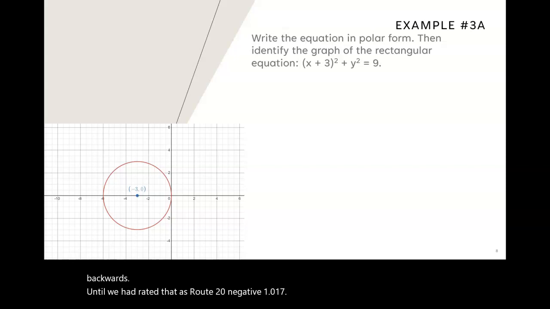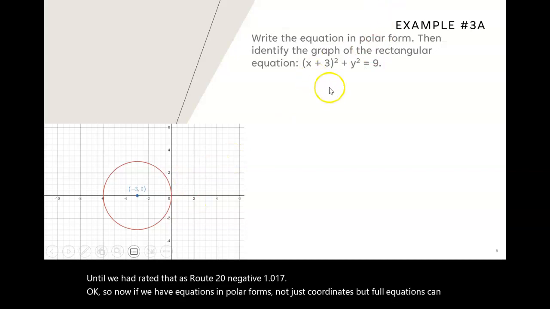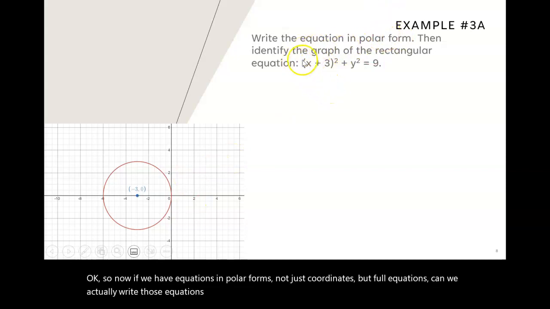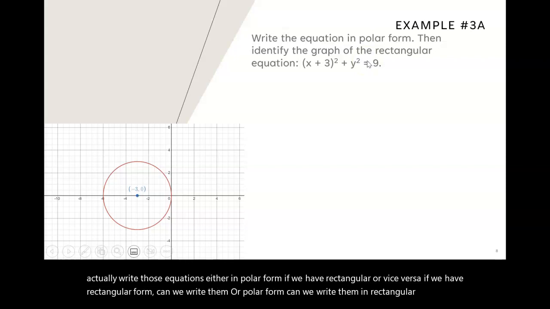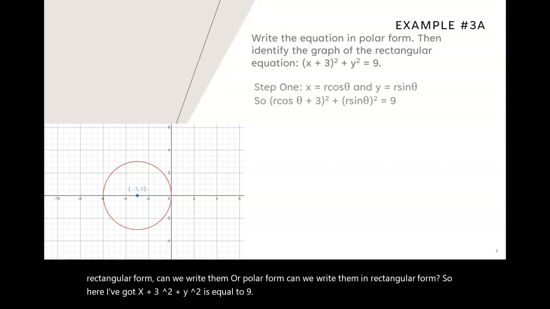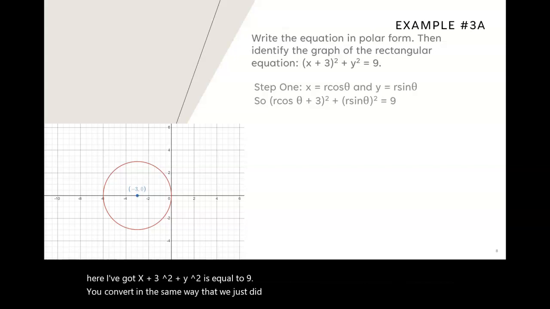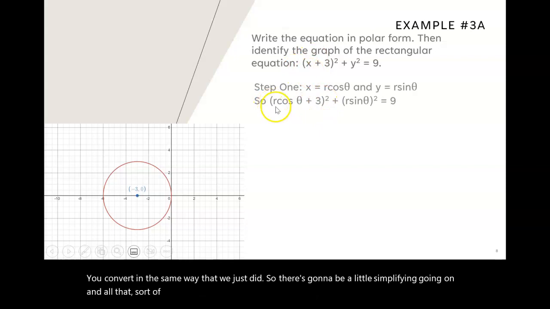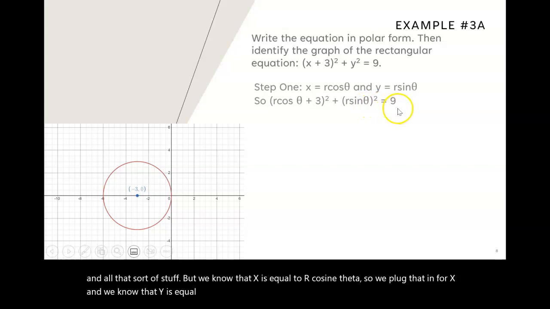Okay, so now if we have equations in polar form, not just coordinates but full equations, can we actually write those equations in polar form if we have rectangular, or vice versa? So here I've got (x + 3) squared plus y squared is equal to 9. Well, you convert in the same way that we just did. There's going to be a little simplifying going on, but we know that x is equal to r cosine theta, so we plug that in for x, and we know that y is equal to r sine of theta. All right, so altogether we get (r cosine theta plus 3) squared plus (r sine theta) squared is equal to 9.